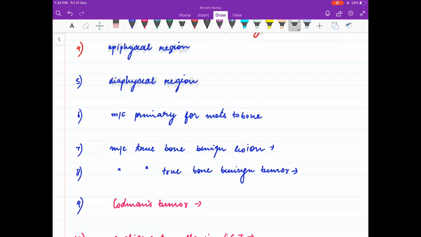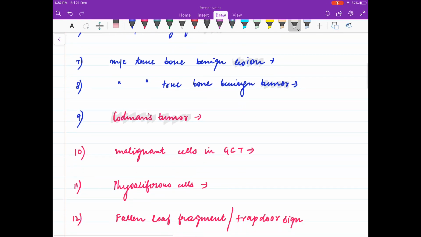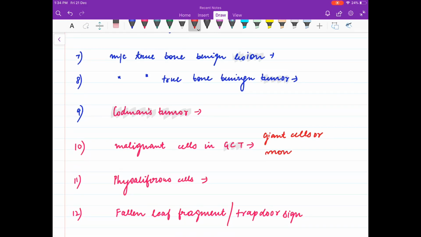Most common primary metastases to bone is? Most common true benign lesion is? Most common true benign tumor is? Codman's tumor is another name for? Malignant cells in GCT are giant cells or mononuclear cells. You have to choose between two.